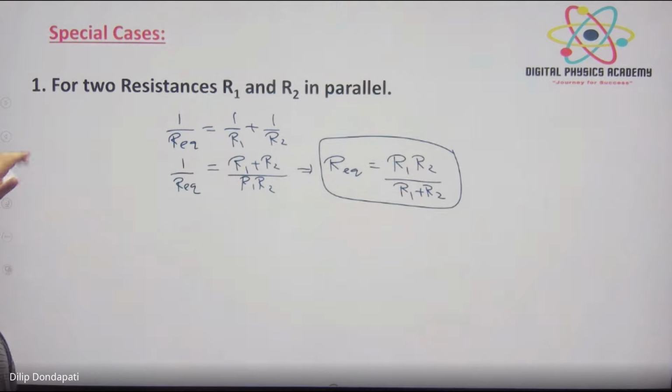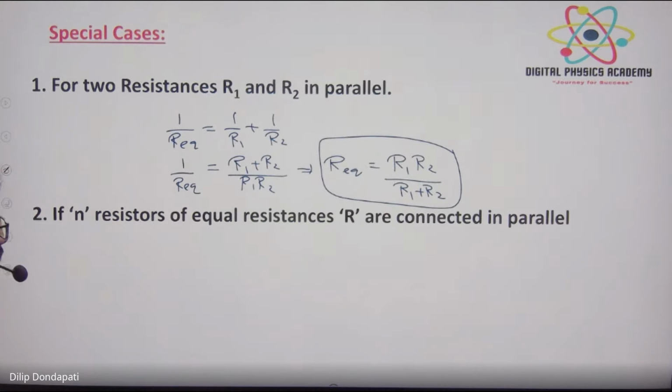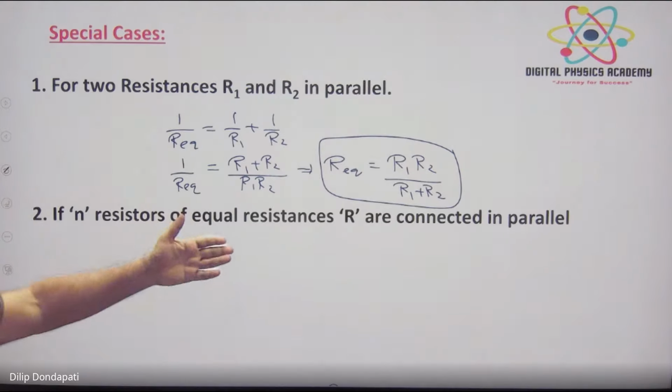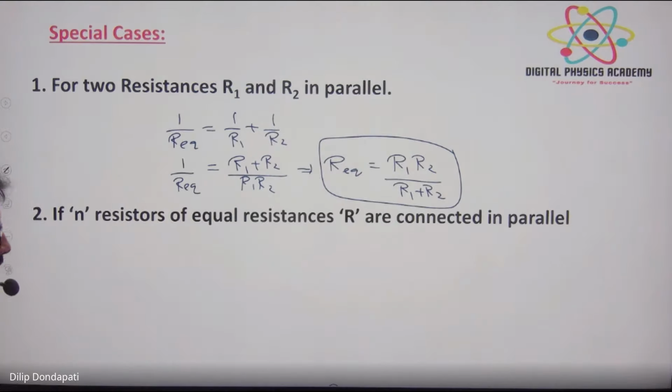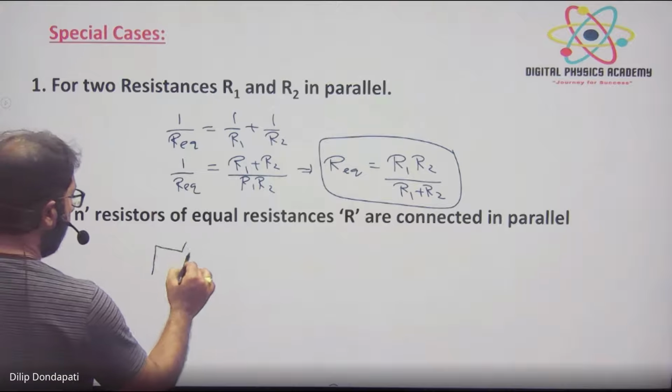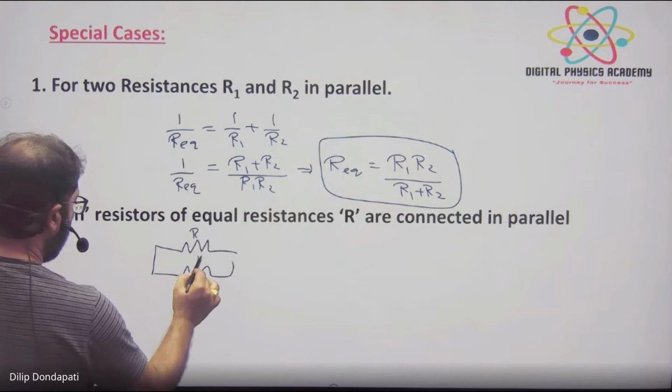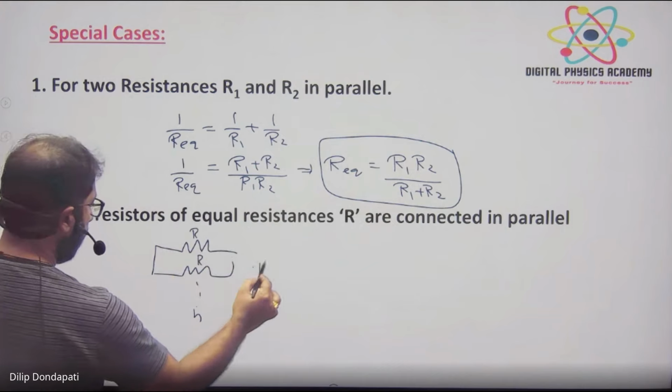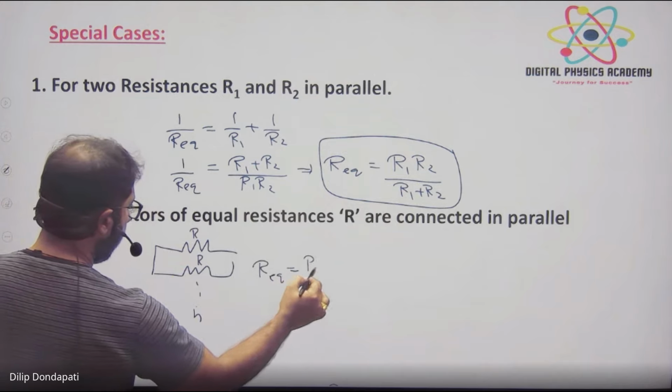Okay. Next, for n resistors of equal resistance R connected in parallel, so tell me what is R equivalent? N equal resistors are connected in parallel. R by N. Yes. R, so on, N. So R equivalent is R by N.